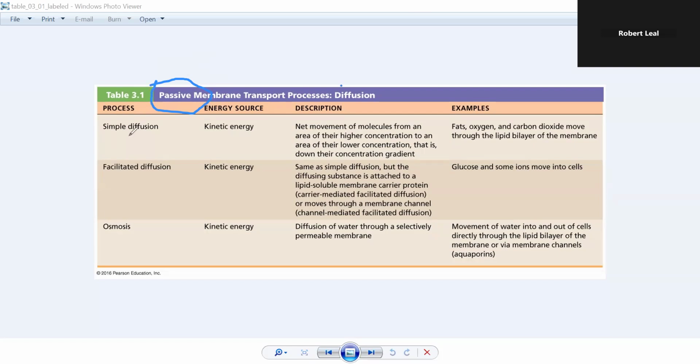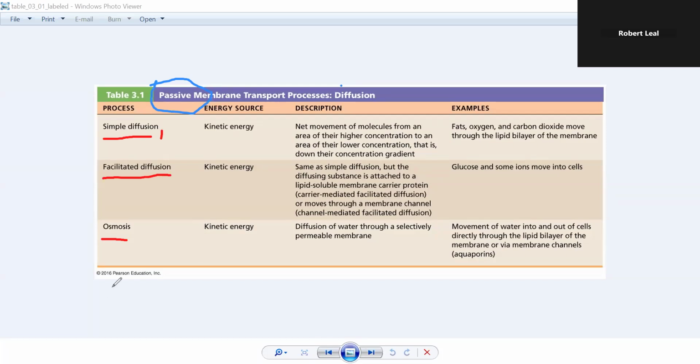The movement of a substance from high to low concentration, that type of passive transport is called simple diffusion. The movement of a substance from high to low, but it has to be helped across a membrane by a protein channel, that's called facilitated diffusion. And specifically, the movement of water from high to low concentration is referred to as osmosis.